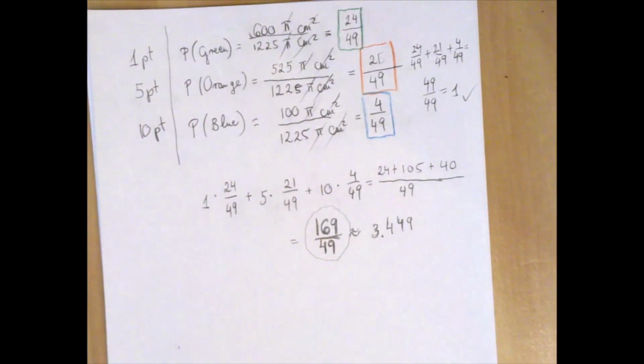If you perform the division, we get the decimal 3.448979.